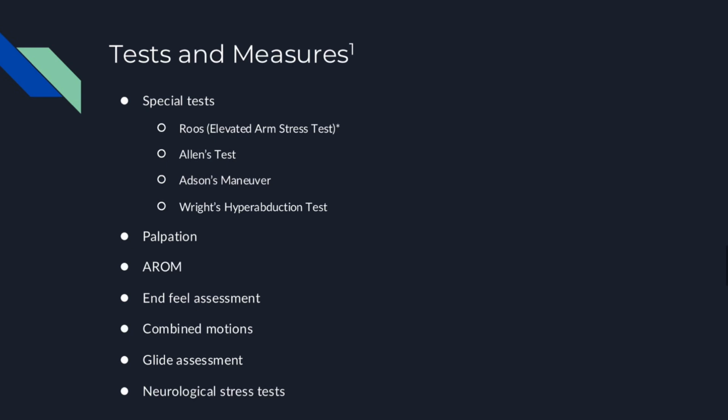A lot of times neurological stress tests will help indicate this as well, but the gold standard for testing and measuring thoracic outlet syndrome will be the special test, particularly ROSS, the elevated arm stress test. I think we all remember this one with the 90 degrees of abduction and clenching your fist for 3 minutes. Normal would be fatigue in the forearm muscles. That's with 3 minutes of clenching your fist, you'll see that.